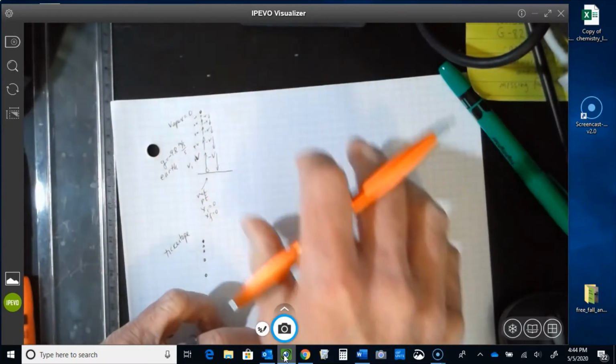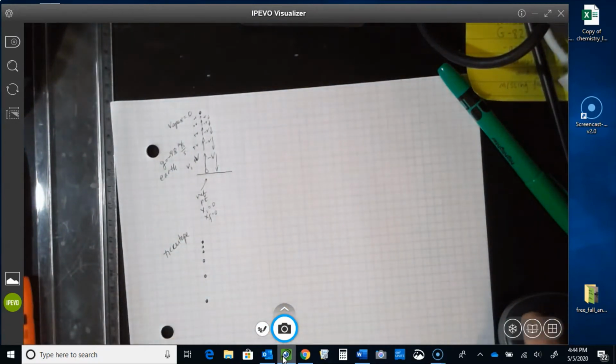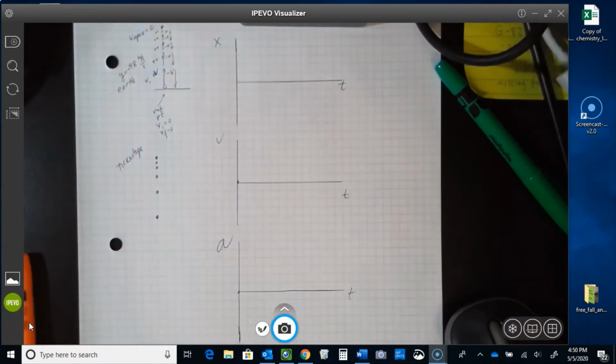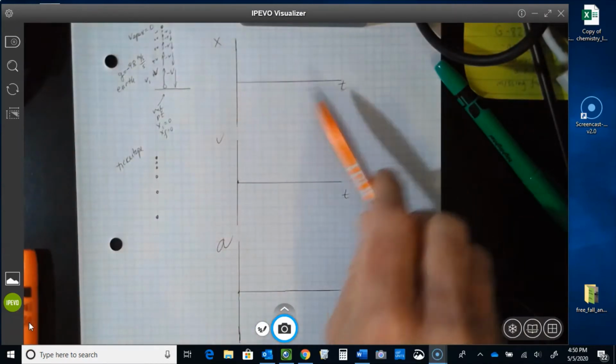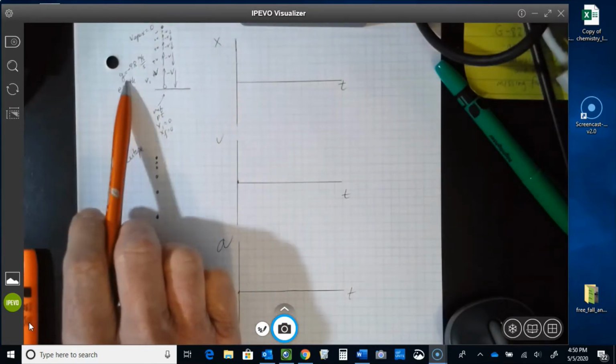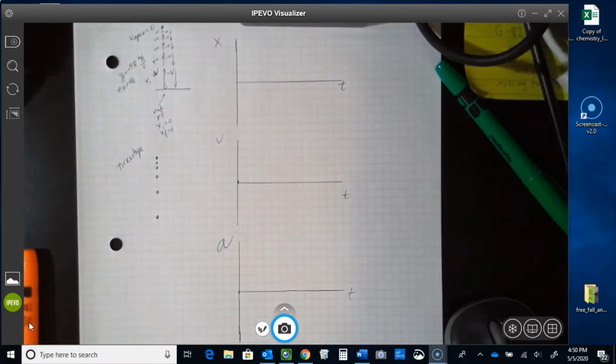And the last set of diagrams I want to make are our motion graphs. Okay, so now let's construct our motion graphs. We have a position-time, velocity-time, and acceleration-time graph. And let's just start with our a-t graph first. So our acceleration, we said, is due to gravity. The acceleration due to gravity on a planet is going to be a unique value.